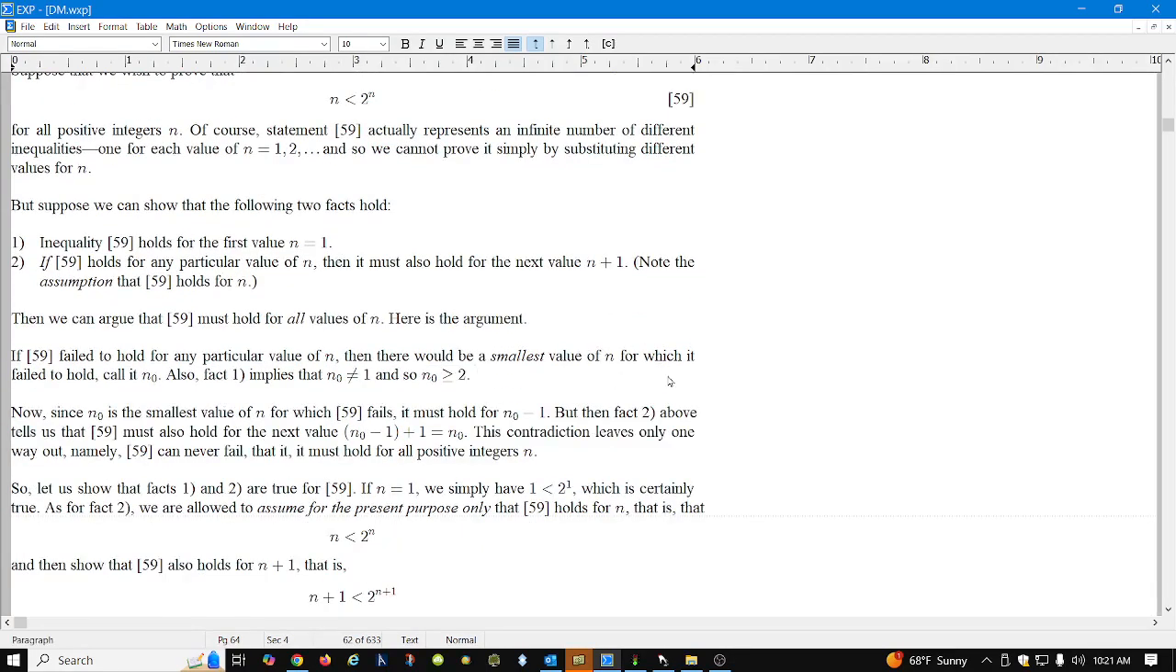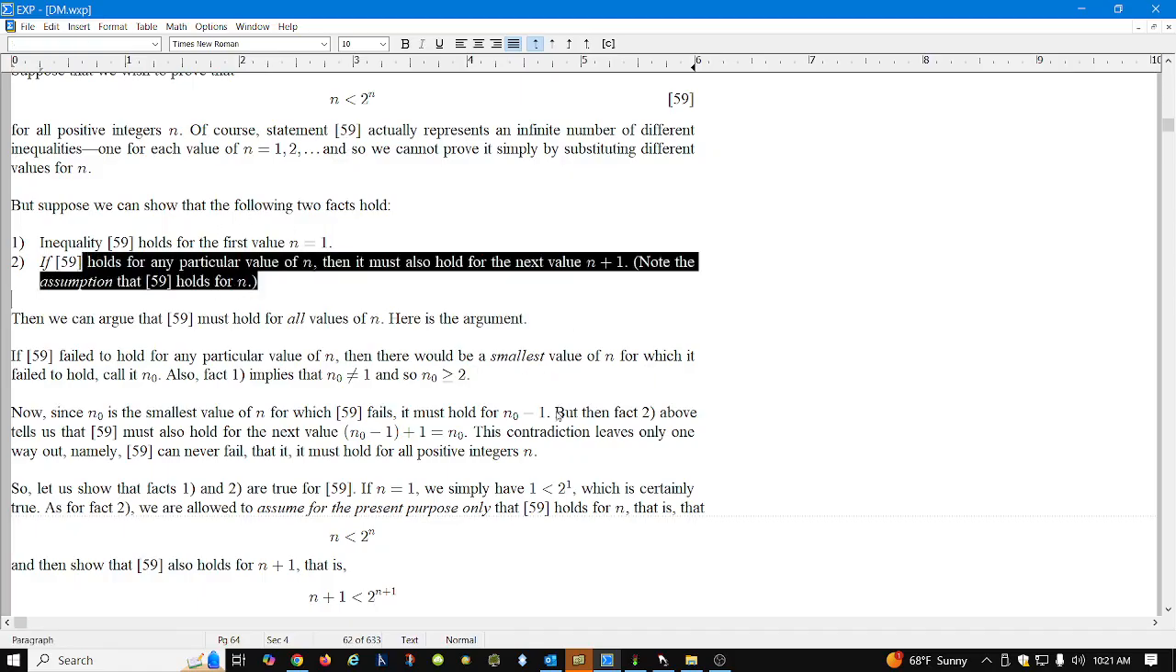However, since n naught is the smallest value of n for which the inequality fails, the inequality must hold for n naught minus 1. Well, then part 2 up here tells us that it also holds for n naught, and that's a contradiction. The only way out is that the inequality holds for all values of n, so there's no smallest value for which it fails.